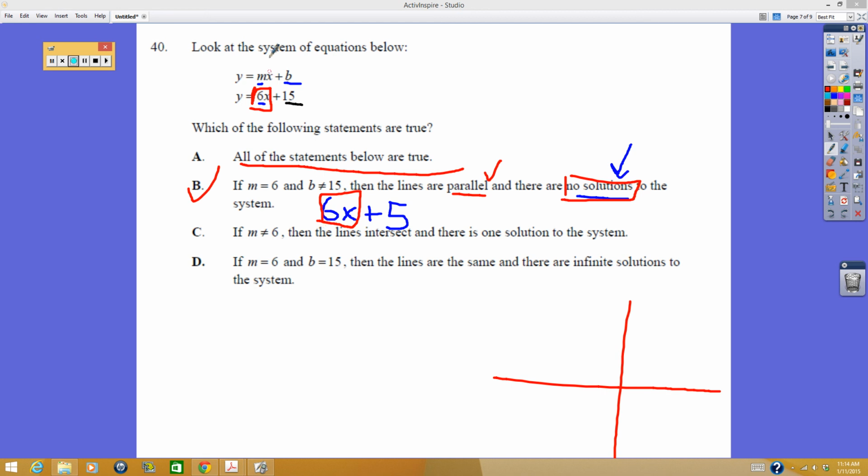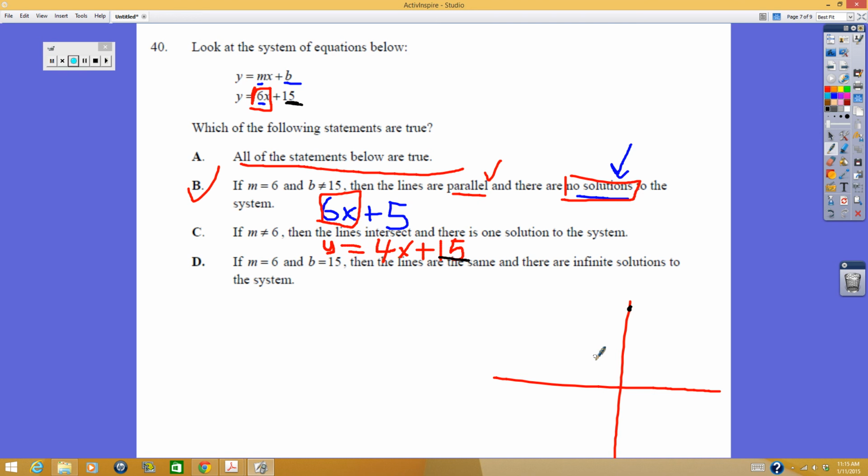So let's pick a number for this that would not equal 6. I'm just going to go with 4. So y equals 4x, and just to keep it simple, I'm going to say plus 15. According to what I just wrote down, both of these should start at 15 on your y-axis.